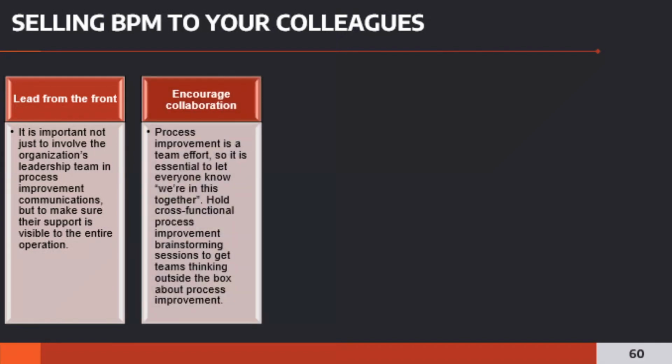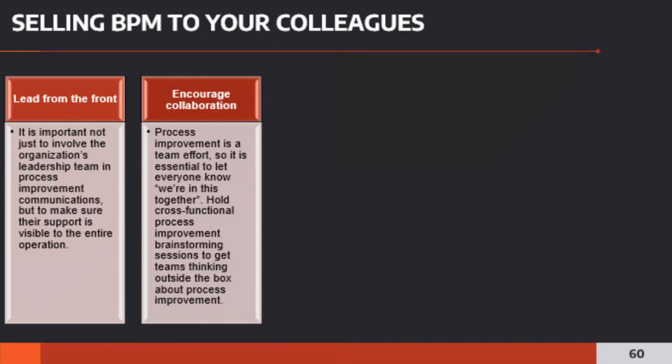Encourage collaboration. Process improvement is a team effort. As I have said, this is not a one-man show, but rather it's a team effort. So it is essential to let everyone know, quote and unquote, we are in this together. Okay. Hold cross-functional process improvement brainstorming.